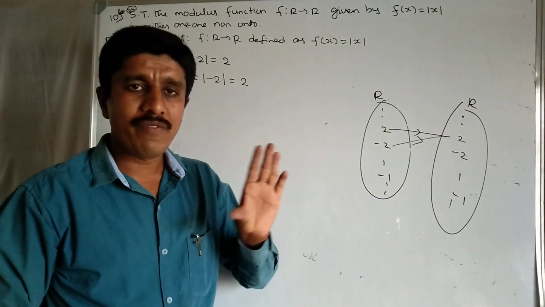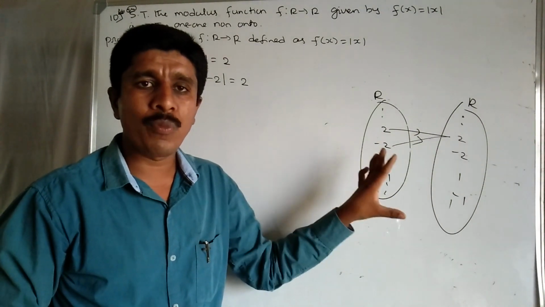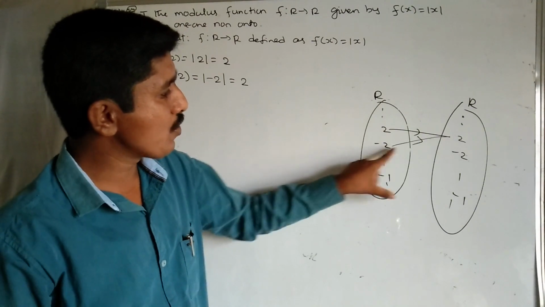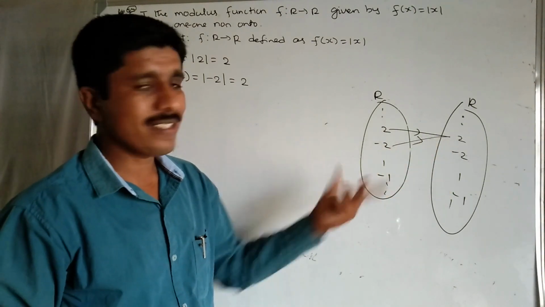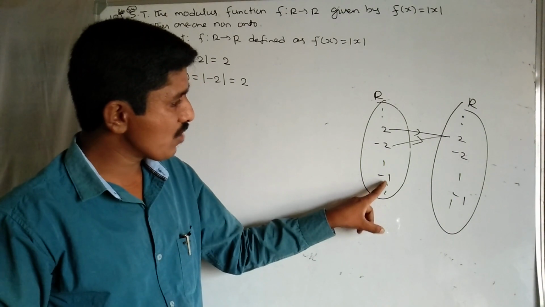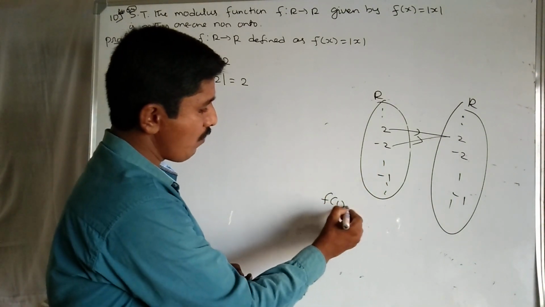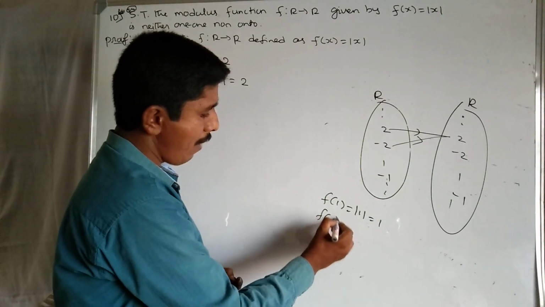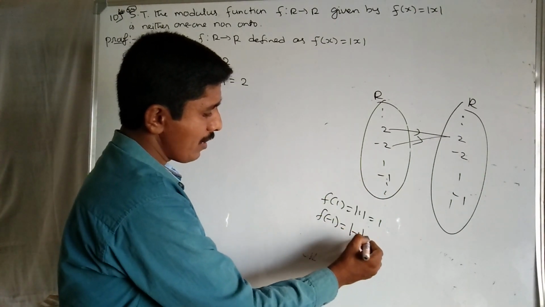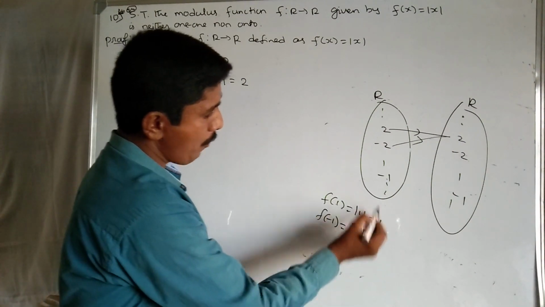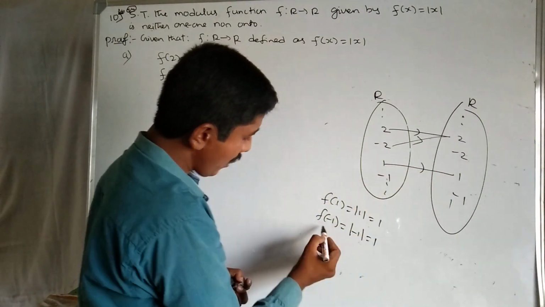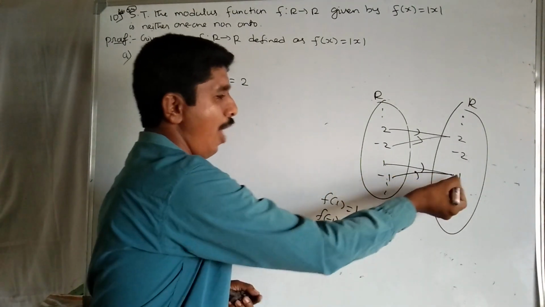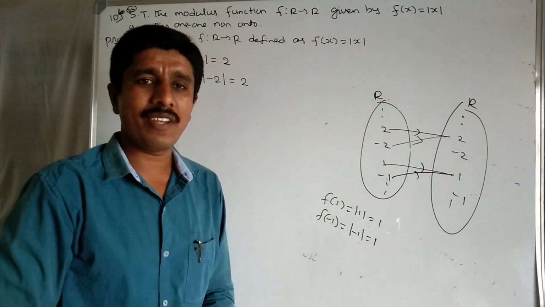One-one means different elements of the domain are mapping with different elements of the codomain. But clearly from the figure, 2 and minus 2 have the same image element 2. Therefore it is not one-one. Suppose you take 1 and minus 1: f of 1 is modulus of 1, which is 1, and f of minus 1 is modulus of minus 1, which is plus 1. 1 is mapping with 1, and minus 1 is mapping with 1. These two elements have the same image element 1, therefore it is not one-one.